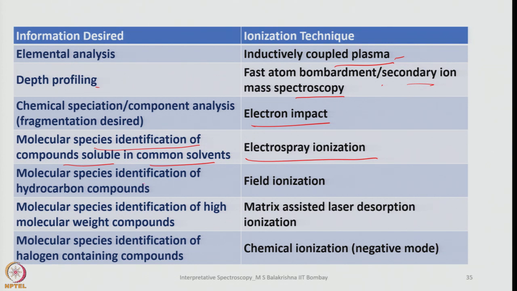For molecular species identification of hydrocarbon compounds, field ionization. For molecular species identification of high molecular weight compounds, matrix-assisted laser desorption ionization, MALDI. And for molecular species identification of halogen containing compounds, the one ideally suited is chemical ionization in the negative mode. So I think this much will be good enough.